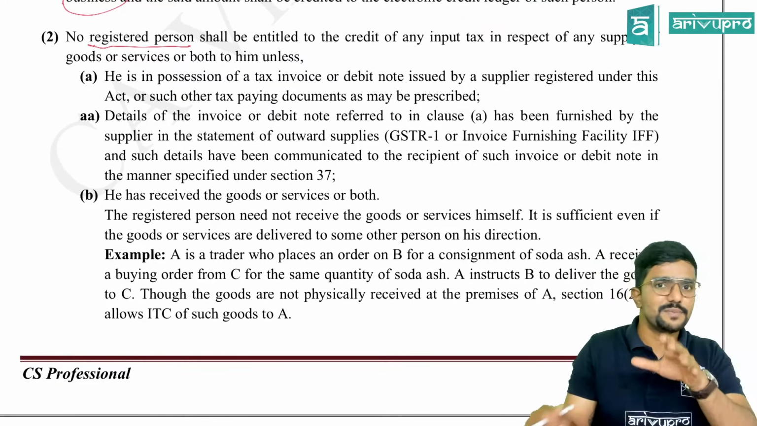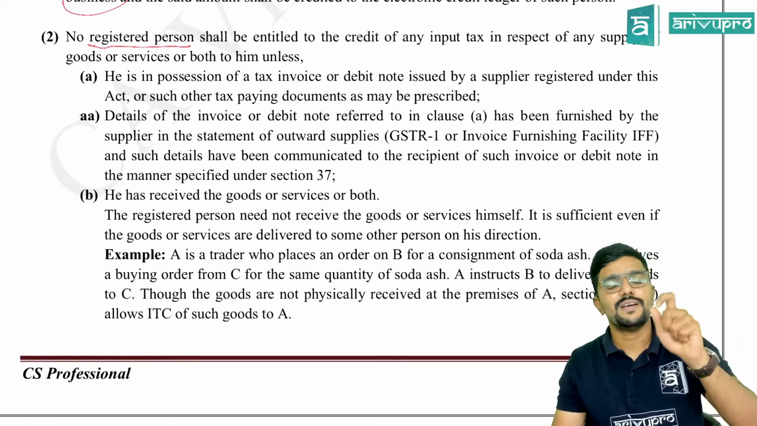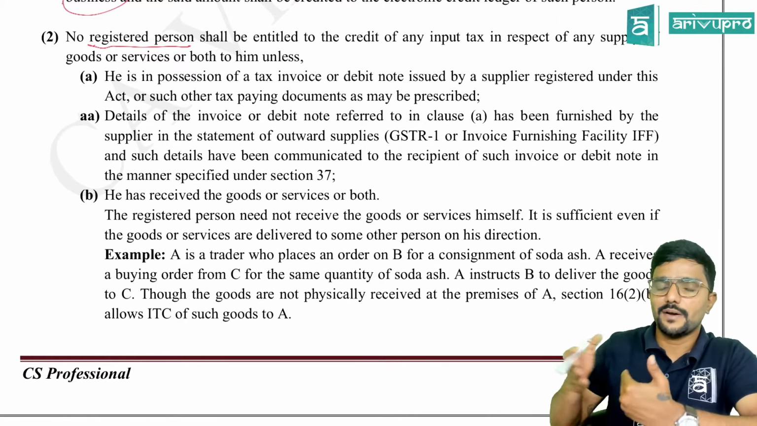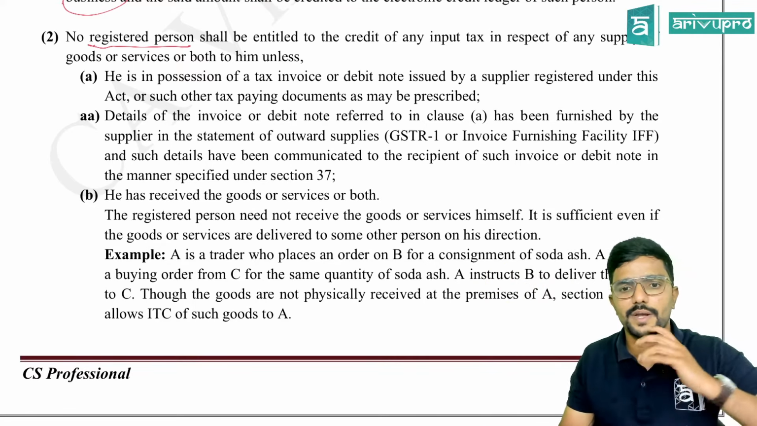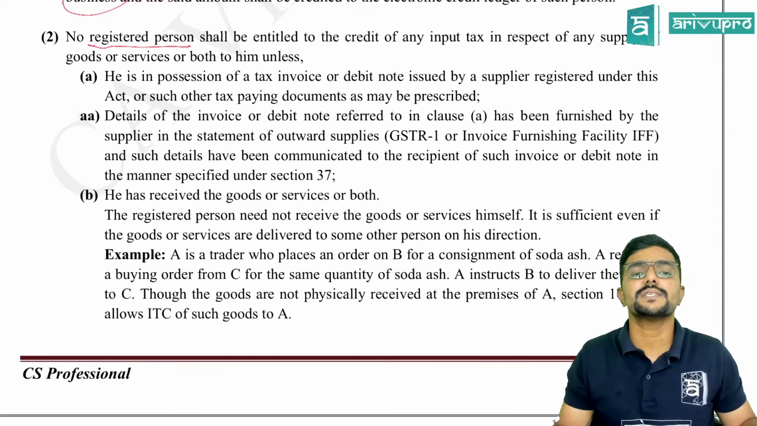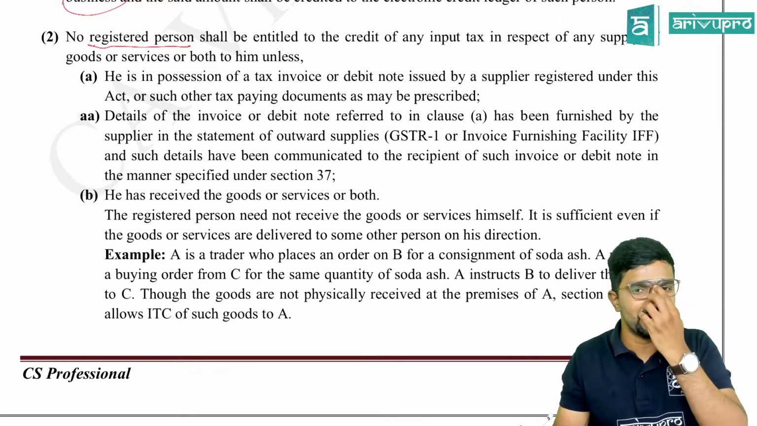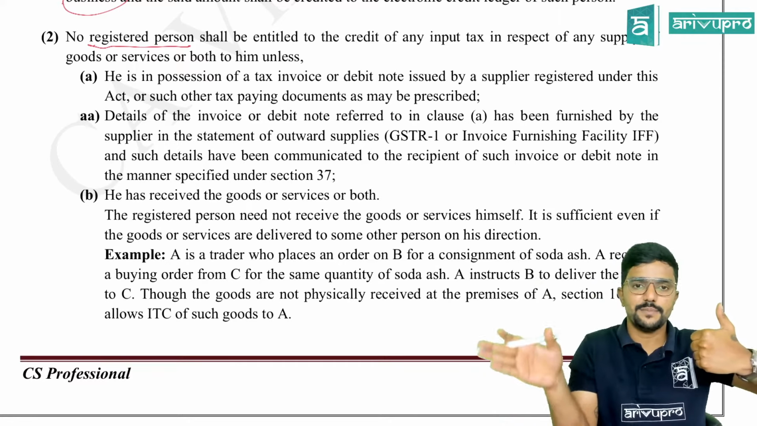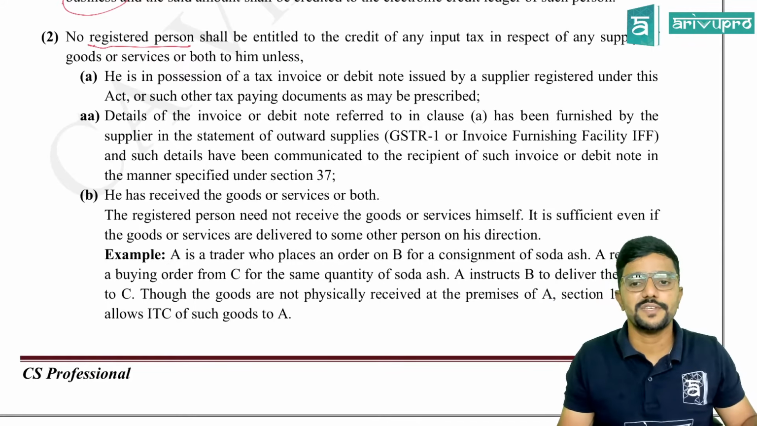Clause AA. This has been recently added. So that is why only clause A, B, C, D, E was there. Now they have added clause AA also. So what is that? Details of the invoice or debit note referred to in clause A. Whatever document the supplier has given to the recipient, it might be tax invoice, debit note or any other document, has been furnished by the supplier in the statement of outward supplies, that is GSTR 1, or invoice furnishing facility. We call it IFF. So the details of outward supplies made by the supplier to the recipient, the supplier should have given the details of this in his GSTR 1 or invoice furnishing facility, guys.